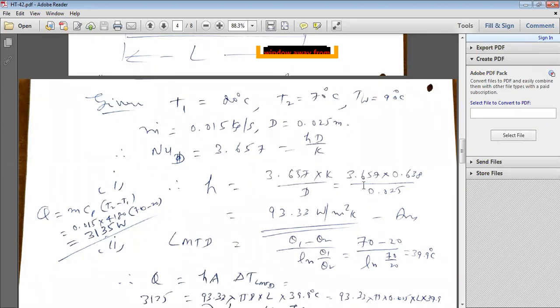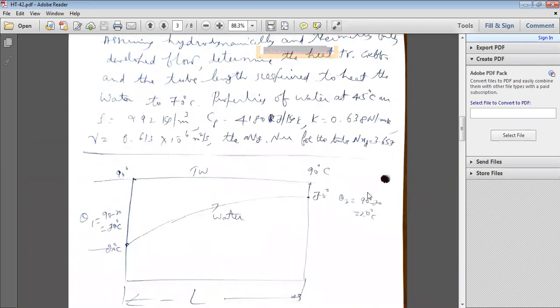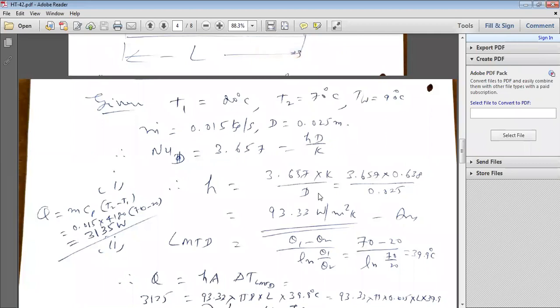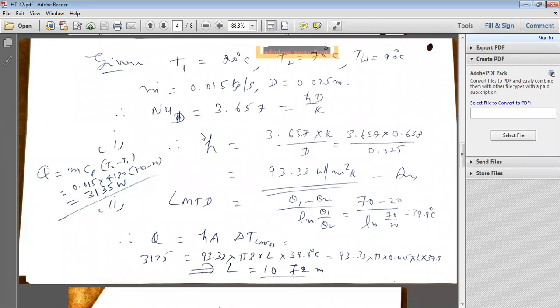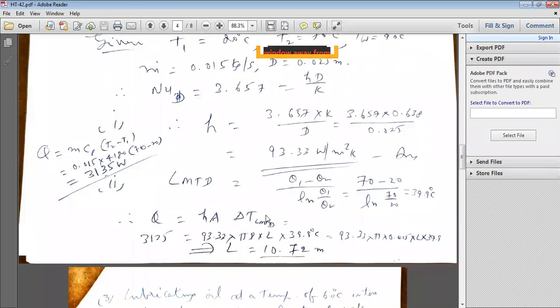That is equal to 3.657 into k. Thermal conductivity of the water 0.638 given here, divided by diameter of the pipe 0.025 meters. Therefore h, the heat transfer coefficient, is 93.33 watt per meter square Kelvin. Okay?